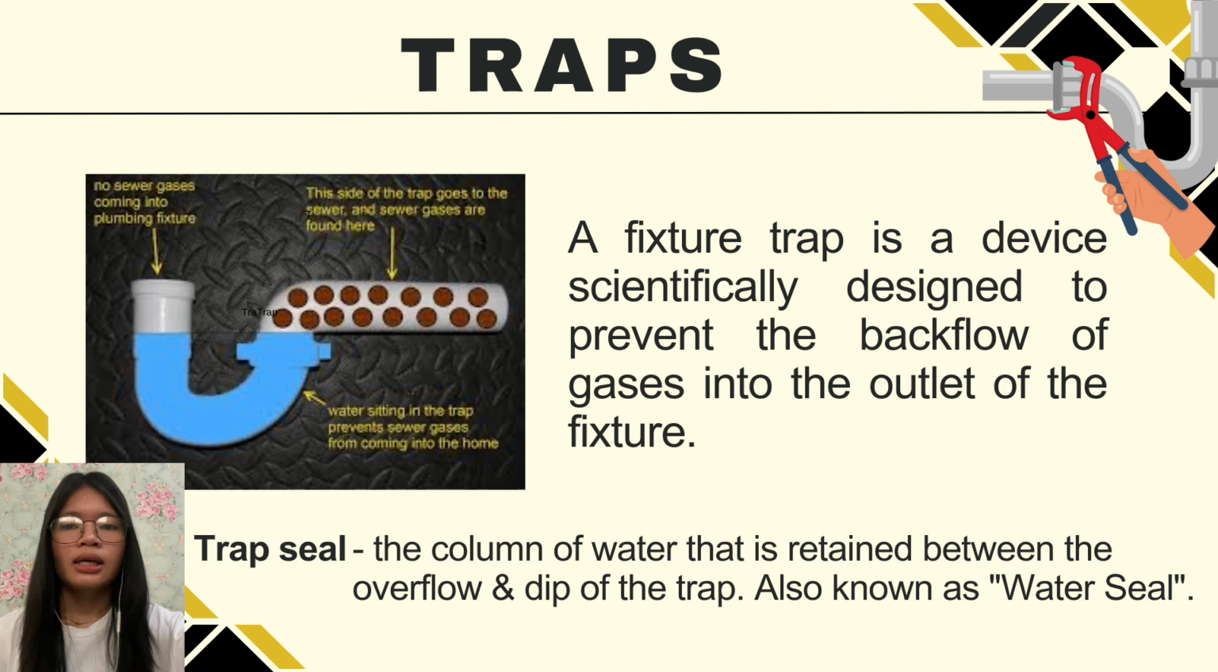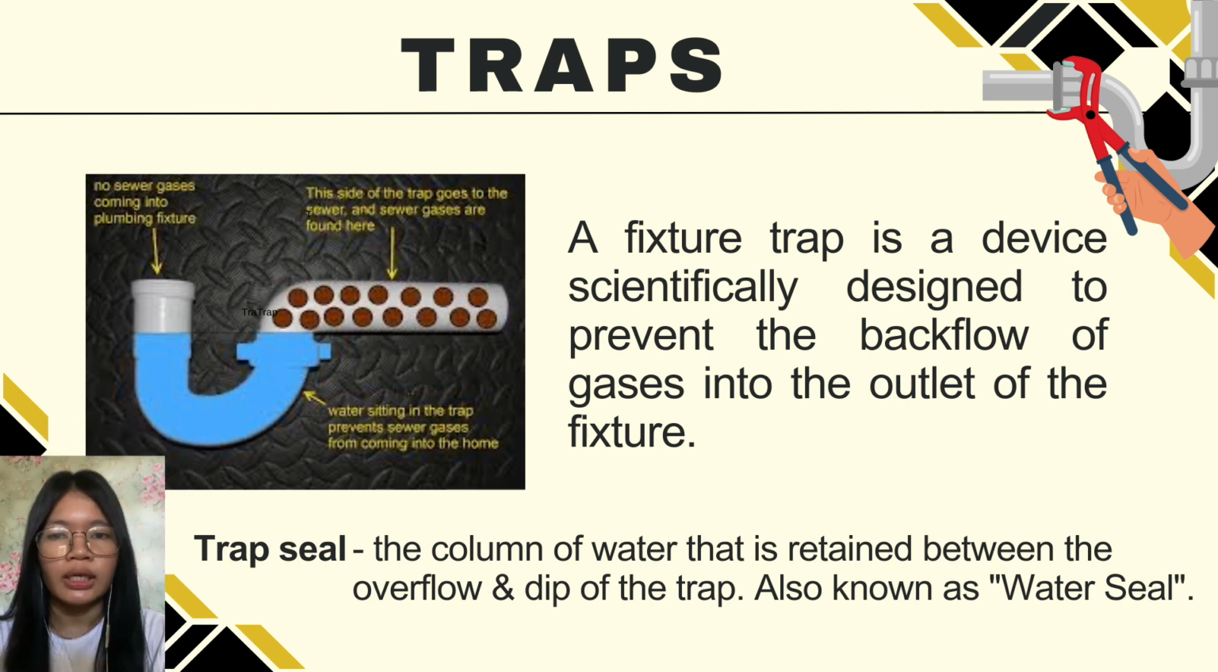Okay, so traps. A fixture trap is a device scientifically designed to prevent the backflow of gases into the outlet of the fixture. So this trap is used on plumbing fixtures. One of the main functions of a fixture trap is to prevent the backflow of gases from the sewer or drainage system into the living or working space. The common gases produced by the sewage system are hydrogen sulfide, methane, or carbon dioxide. And even a small amount of carbon monoxide is considered dangerous to human health.